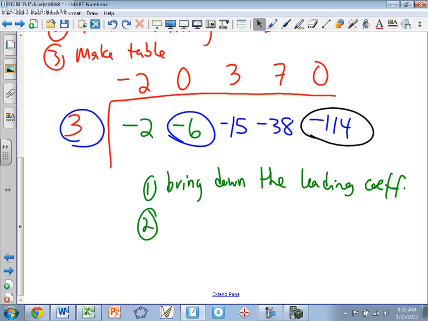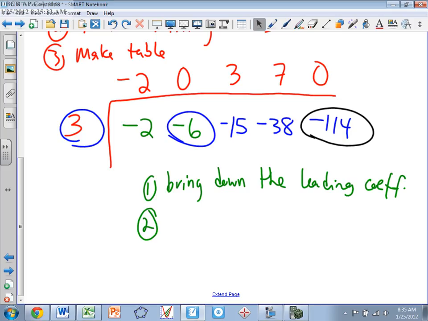Now, before we conclude this problem, we want to make some sort of a statement about what that negative 114 really represents. What does the negative 114 represent here? Y equals... if x is 3. So the negative 114 represents what y equals when x is 3.